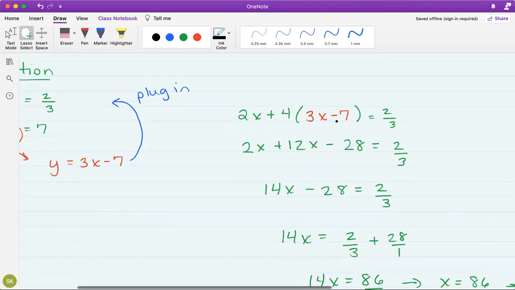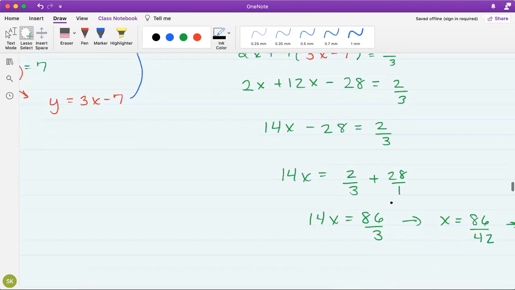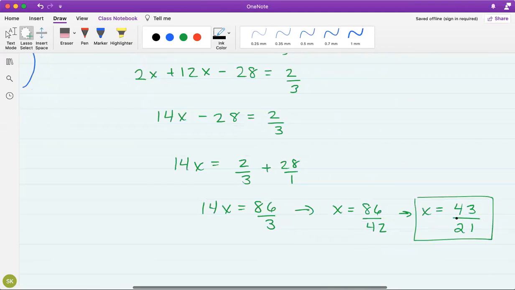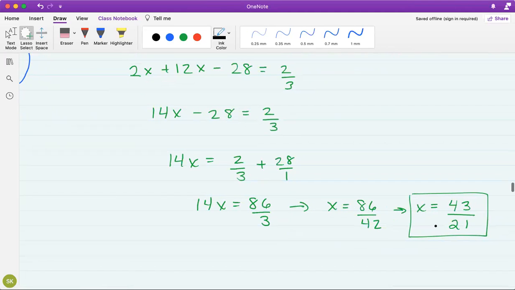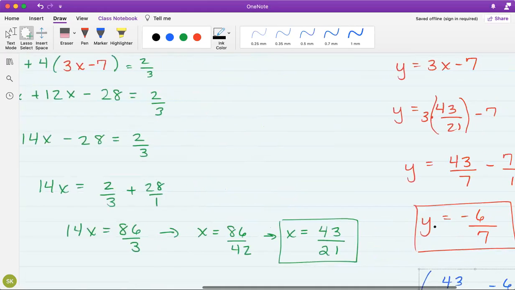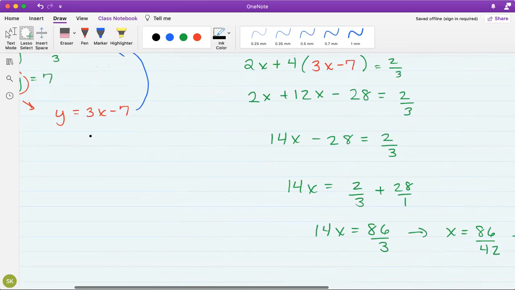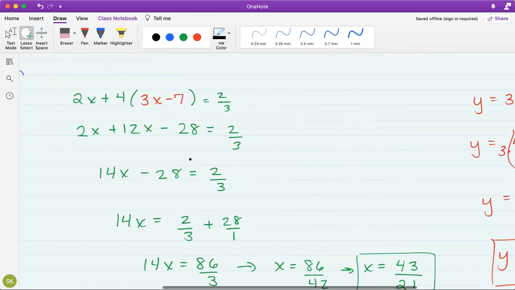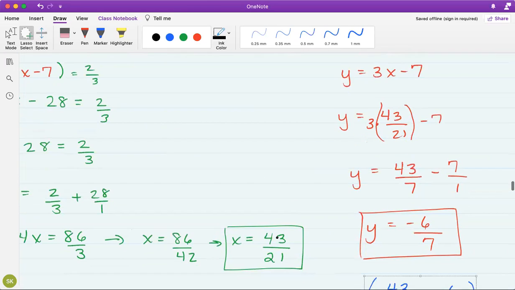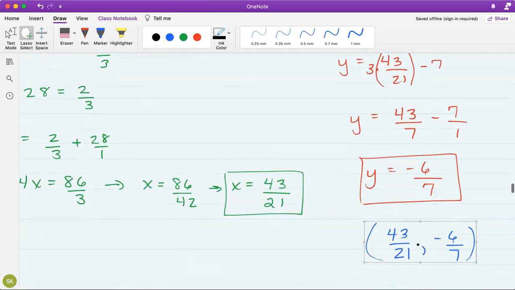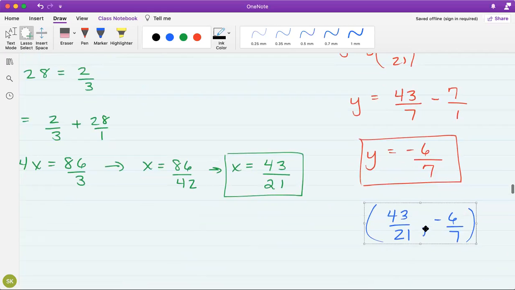Then what you see here is me just trying to simplify this. I added the 2x and the 12x, and then I moved the 28 to the other side and solved for x. And I ended up getting x is 43 over 21. Then, remembering that I had y is equal to 3x minus 7, I plugged in the x value here and then solved for y, and I got the answer 43 over 21 for x and negative 6 over 7 for y.